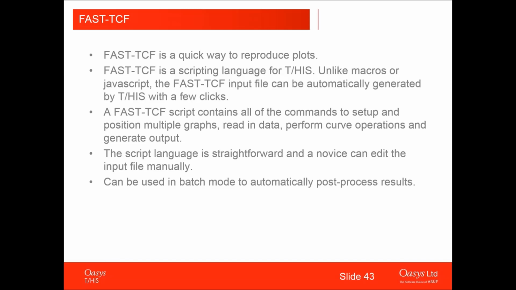And once you've written out that script, it's written in a very simple language. And I have to say, I'm not a big programmer, but even a novice like me can edit the file manually. It's very easy to do. Once you have the FastTCF file, you can use it in batch mode to automatically post-process results. So you can run it on multiple models. You can run either the same script on multiple models, or you can run multiple scripts on the same model. And you will very quickly be able to output your graphs. It's very powerful, and it's very, very quick and very useful.